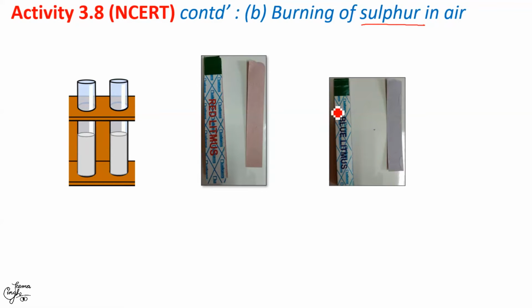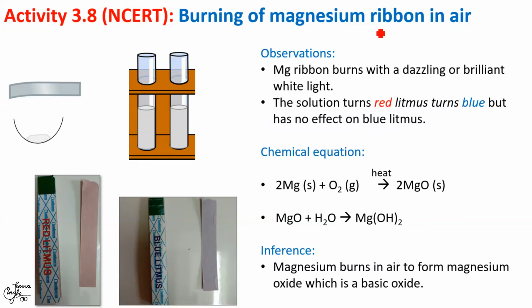Now let us discuss the observations and inferences that we draw from these activities. In the first case, that is burning of magnesium ribbon in air, we observe that the magnesium ribbon burns with a dazzling white flame or brilliant light. On testing the solution, we observe that it changes red litmus blue, but the blue litmus remains unaffected. This shows that the solution is basic or alkaline in nature.